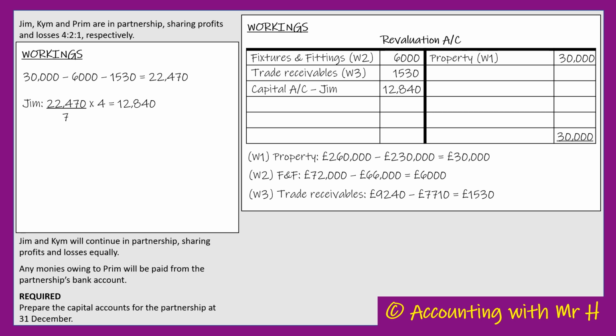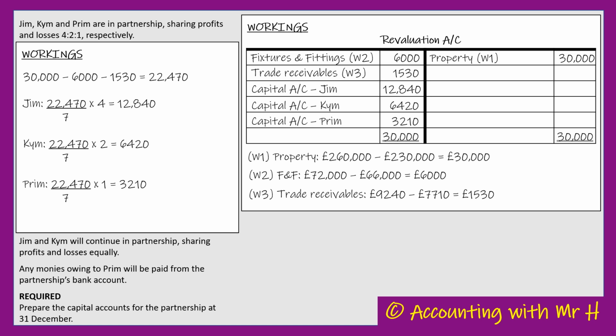Do the same for Kim. She's having 2/7 of the 22,470, so 22,470 divided by 7 multiplied by 2. She's getting 6,420. Send that to her capital account. And then finally, Prim is just getting 1/7, so she's going to have 3,210. Let me send that to her capital account. And then just as a final double check, like any T account, I can total up the debit side, and that gets me to the 30,000. So I know arithmetically everything I've done is correct.